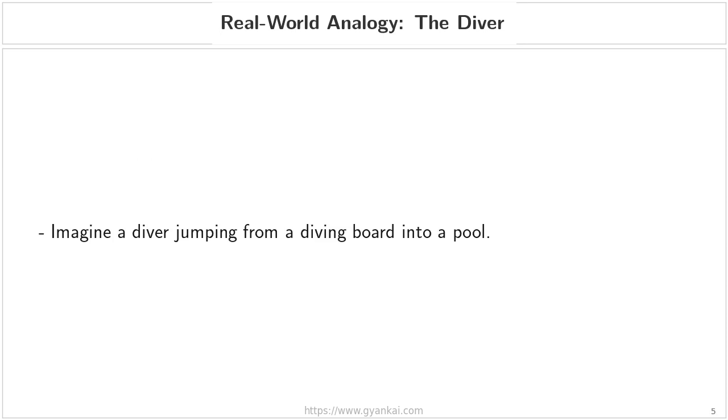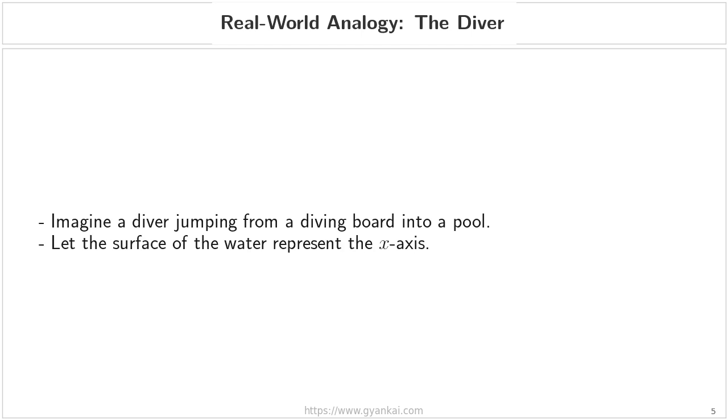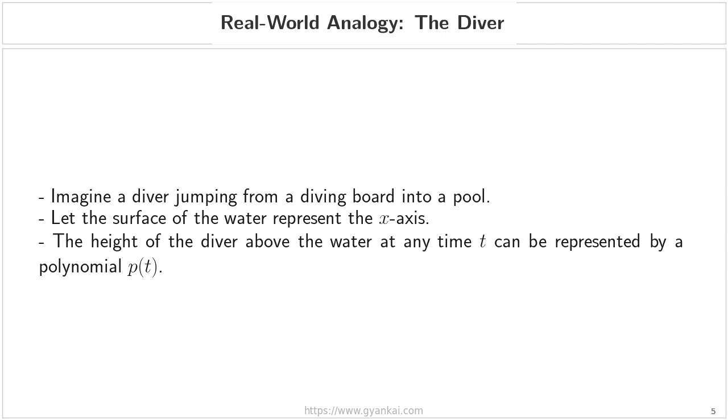Real-world analogy, the diver. Now, sometimes abstract math can feel a bit disconnected from reality, so let's use a real-world analogy to make this concept more concrete. Imagine a diver jumping from a high diving board into a swimming pool. To connect this to our graph, let's let the surface of the water represent the x-axis. Now, we can use a polynomial to track the diver's movement. Let's say the height of the diver above the water at any given time, which we'll call t, is represented by the polynomial p of t.